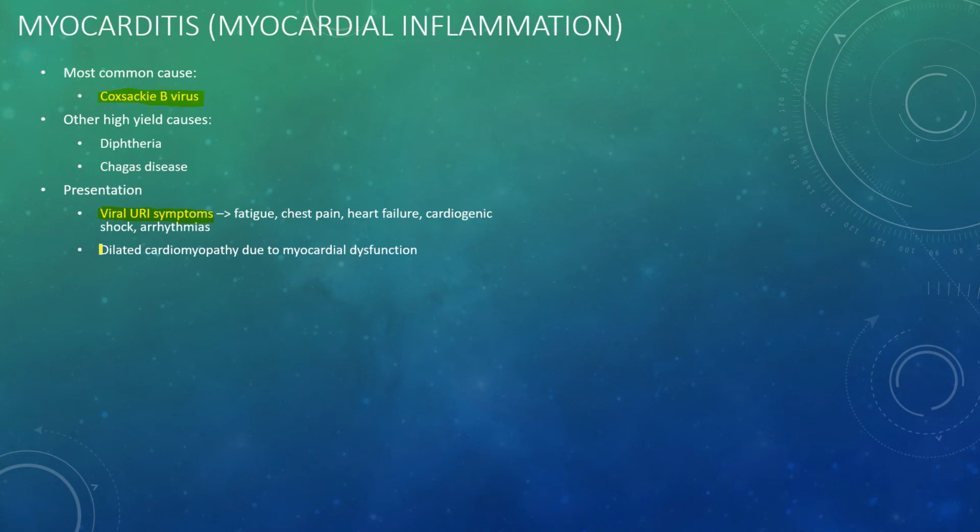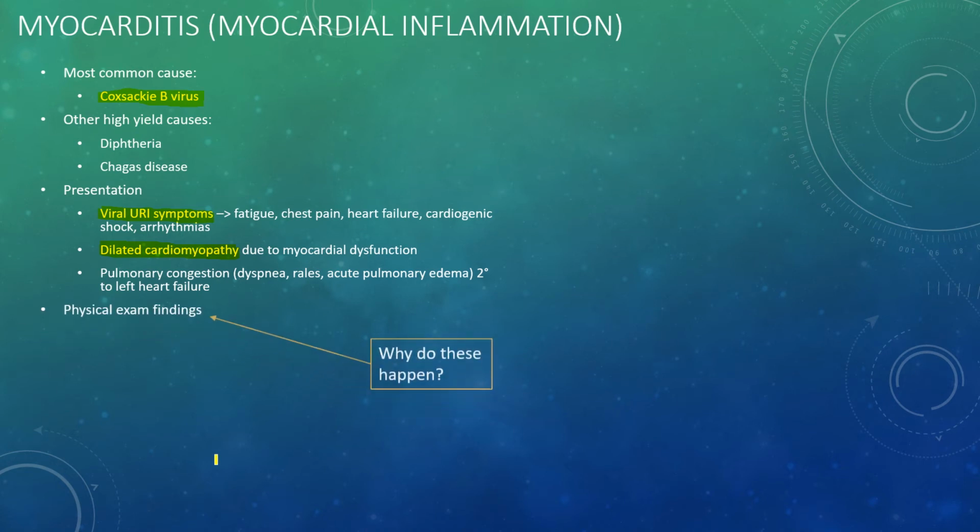It causes a dilated cardiomyopathy because what happens if the muscles are inflamed and damaged and they can't pump? They're going to get filled with blood and dilate. So when you damage the heart muscle, you decrease contractility and decrease systolic function, so you'll dilate and you'll have a systolic failure, dilated cardiomyopathy. You can also get pulmonary congestion, dyspnea, and pulmonary edema due to fluid in the lungs, and that's all due to left heart failure. So what kind of physical exam findings are we going to find?